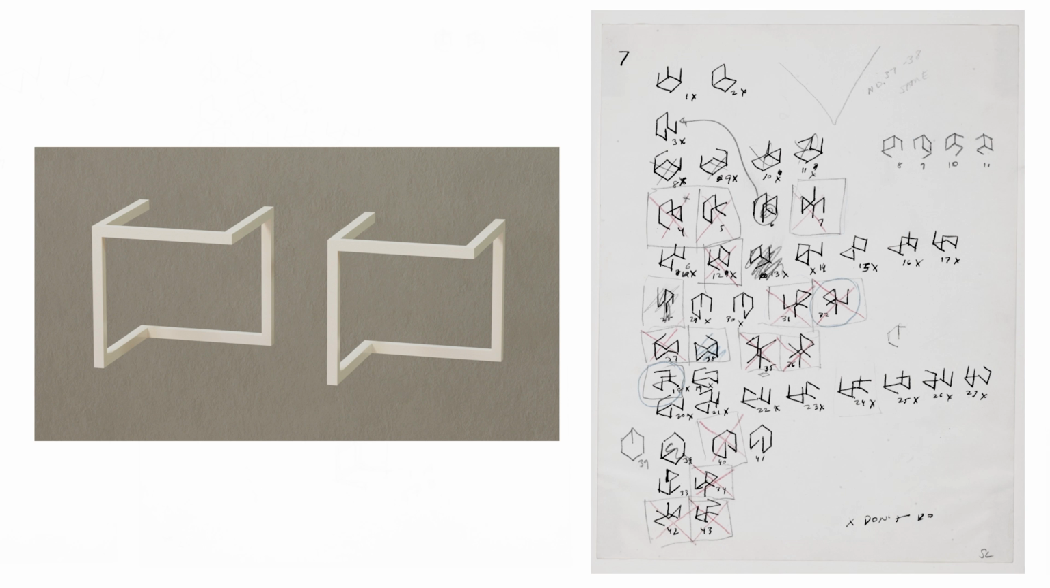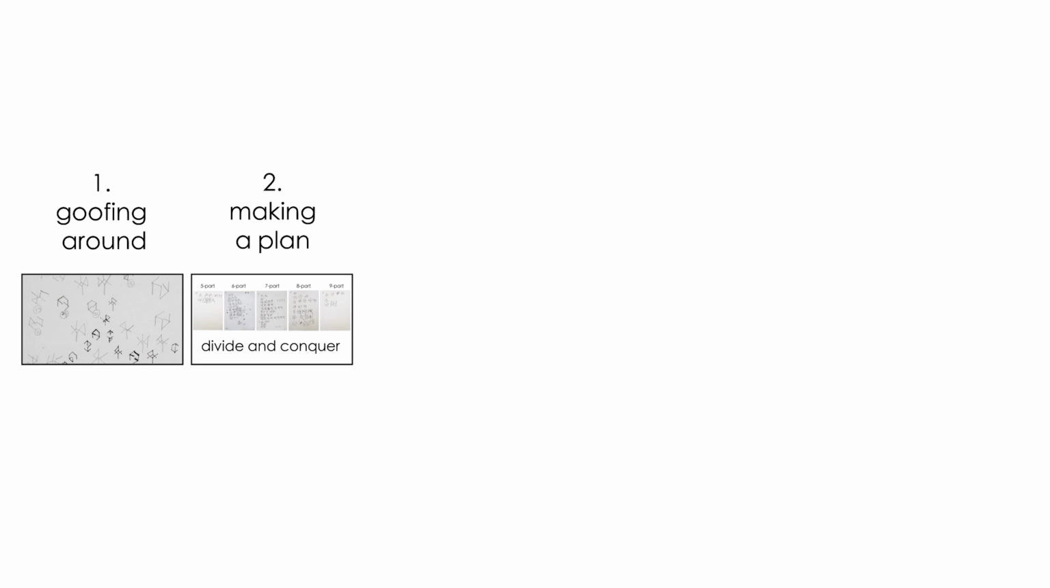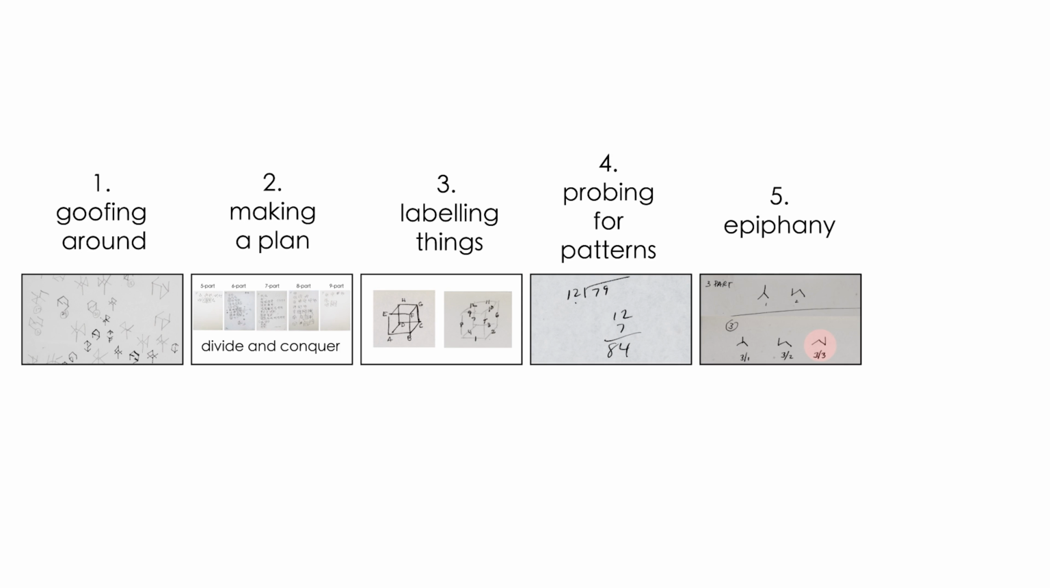As LeWitt explained, "I was trying to figure out a way to do it through numbers and letters logically, but in the end it all had to be done empirically. I had to build a model for each one and then rotate it." Although he never found a purely mathematical solution, as we'll see from these notebooks, LeWitt did find many clever tricks and ingenious simplifications on the way to his solution, a true thinking process.